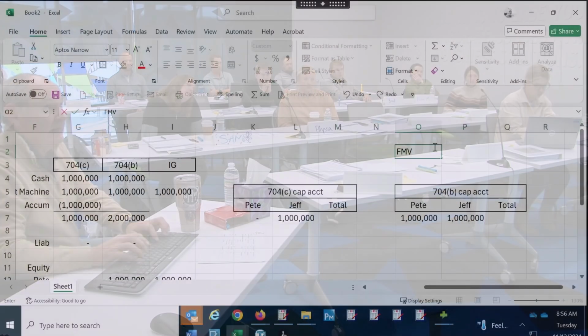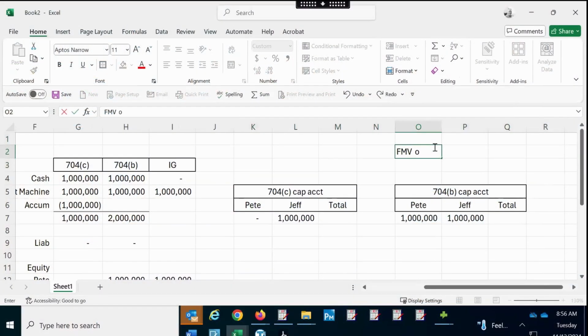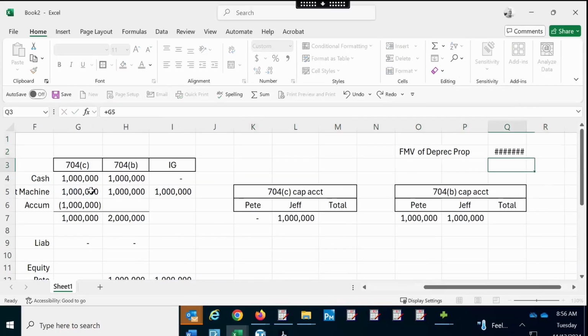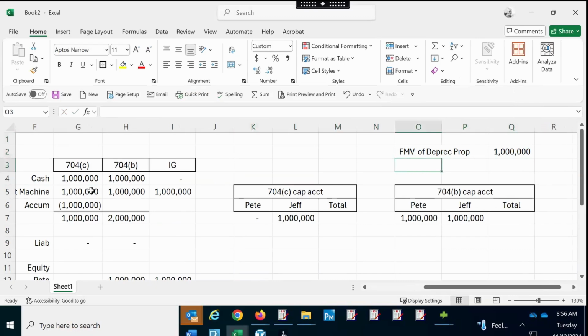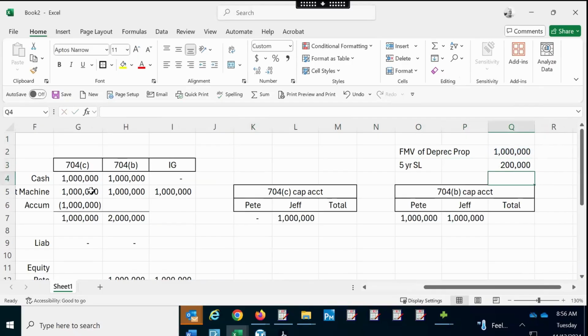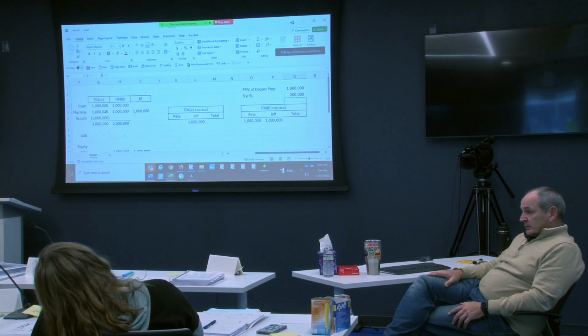So we're going to say fair market value of depreciable property. How much was it? $1 million. Correct? Yep. 5-year straight line. You said that was 200,000. 200,000. Okay. So step one, should we write down our steps on here just for the hell of it?